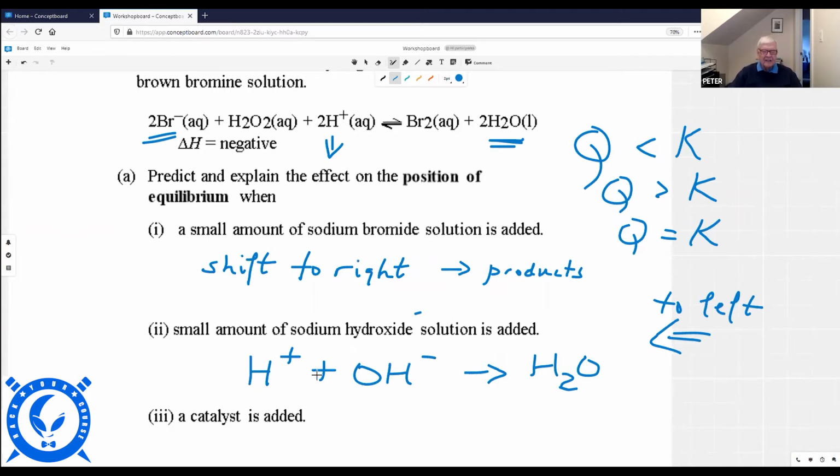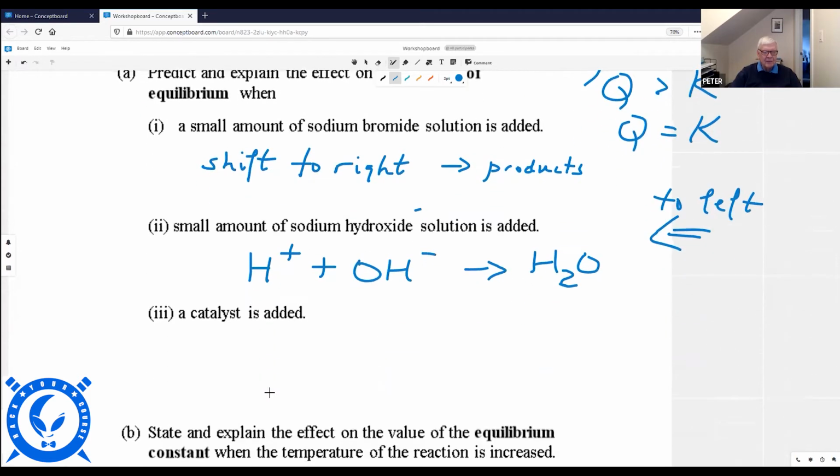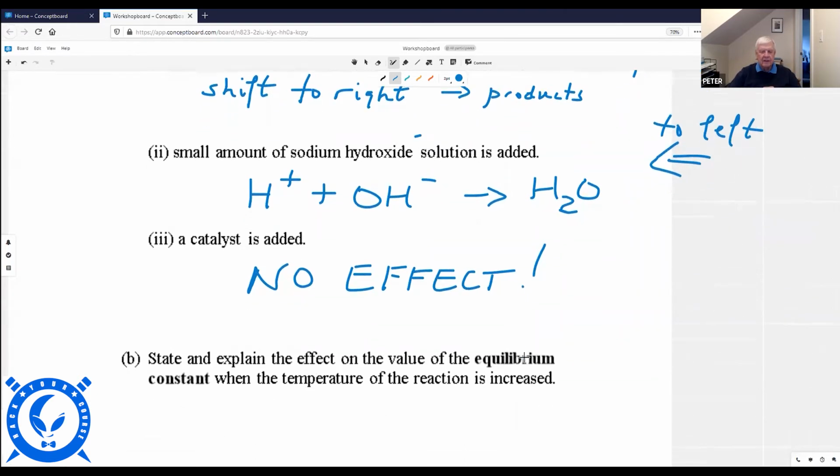And finally, and they like to ask this question a lot, what happens if you add a catalyst to this reaction? And the answer in big letters, no effect. Adding a catalyst does not shift the position of equilibrium because, as I said earlier, it increases the rate of both the forward and the reverse reactions equally, and the equilibrium constant remains the same. Or if you want to think of it, it lowers the activation barrier for both the forward and the reverse reactions equally. Okay.